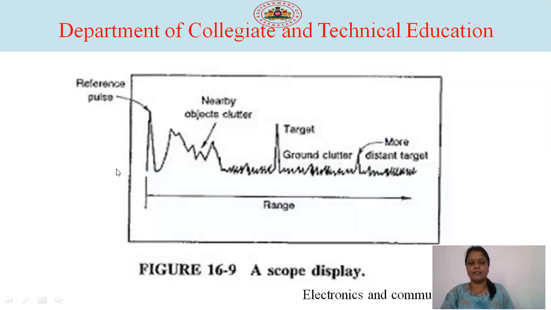Now, same way again here. This is the reference pulse, that is from the transmitted pulse here. And this is the nearby object clutter. Whenever there are some buildings or some objects nearby, due to that also we will receive echo signals. These are those echo signals. And this is the target echo signal, that is the signal we are receiving from the target. Again, some ground clutter here.